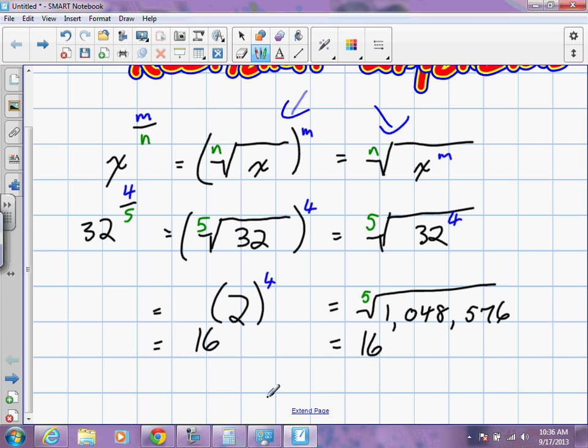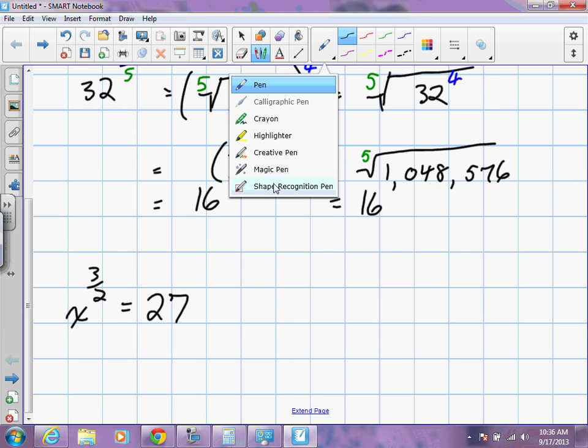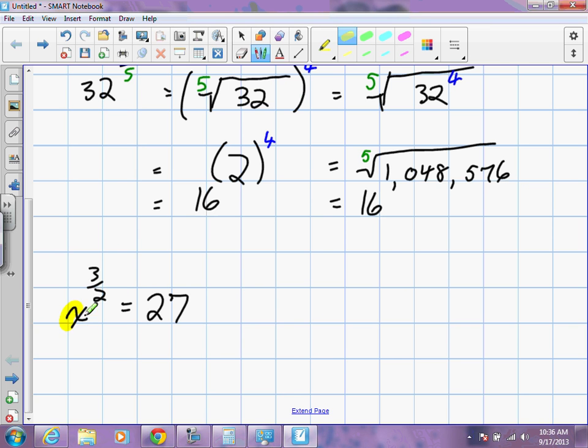Now, the next thing I want us to go through is solving for a base when we have exponents. So let's say we have something like this. X to the power of 3 over 2 equals 27. What we need to do is get x by itself. I'm going to rewrite it in our root form so that we can get a better sense of what I need to do in order to get x by itself.